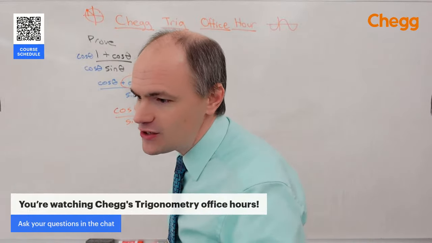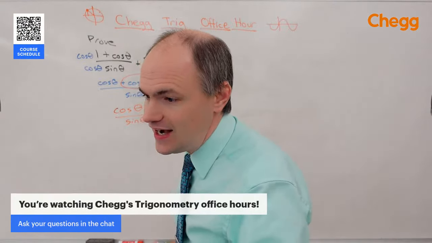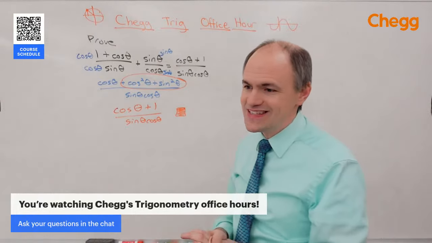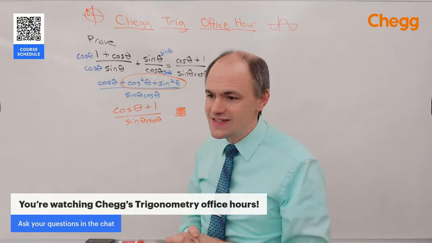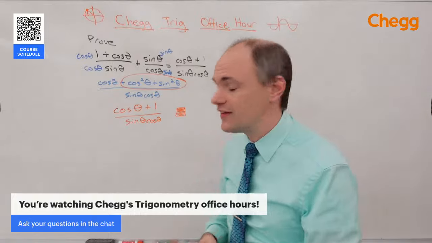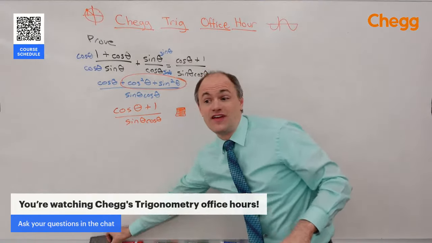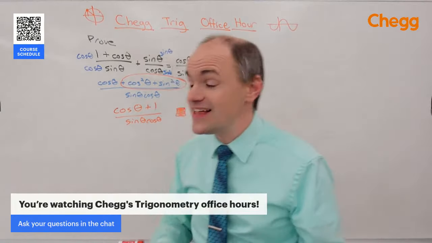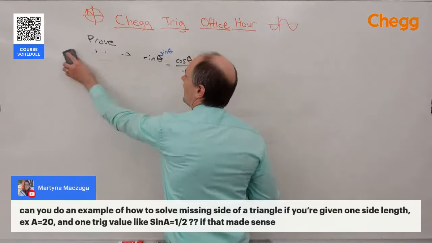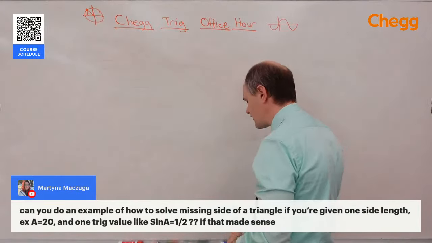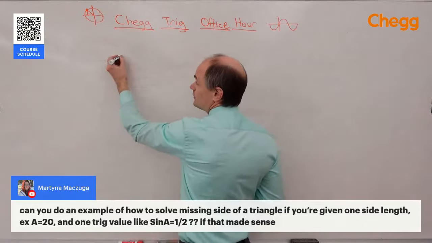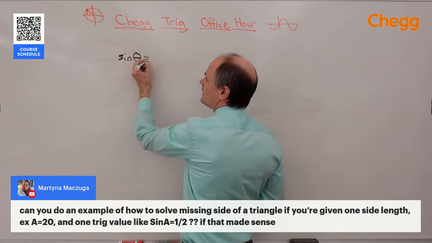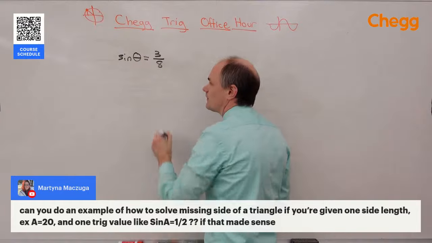So let's see what we have. Any good questions? Martina says we're solving for the missing side of a triangle given one side and one trig value. Oh, these are some of my favorite questions. So Martina, thank you for that question, because I would love to do one of these. These are fun. This is something where I tell you, like, the sine of theta is equal to 3/8.